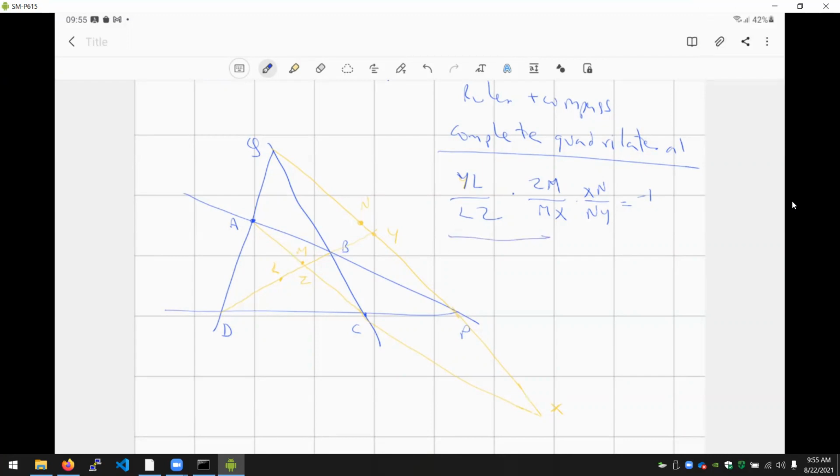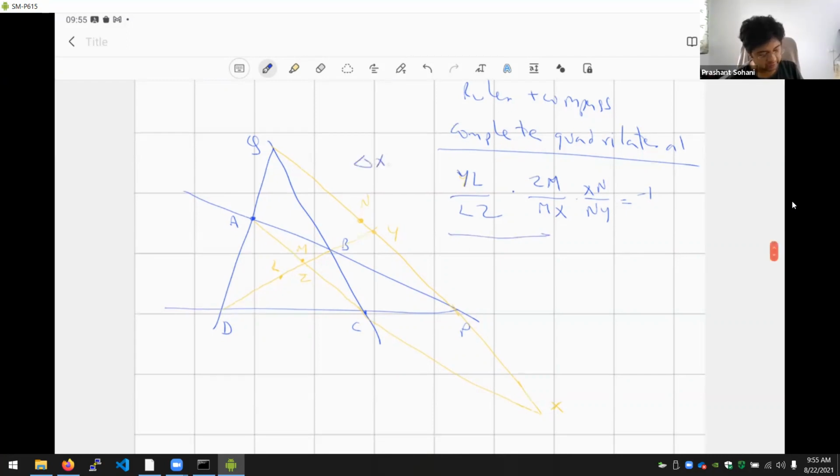Sir, which triangle have you used for Menelaus's theorem? Triangle XYZ. Because point L lies on YZ, M lies on ZX, and N lies on XY. Correct?